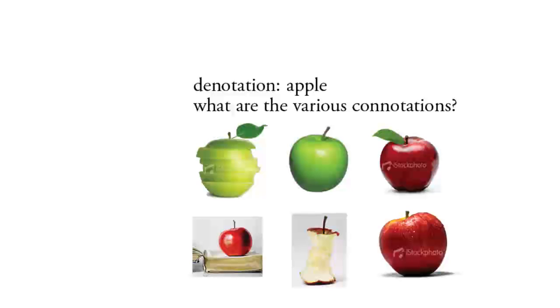One might be more the idea of tartness. One might be the idea of sweetness or freshness because it has a leaf. The bottom right image might be of freshness, like maybe we think more of a farm fresh apple because you see the water droplets. Of course, on the lower left, you see it pictured with a book, so we think about education and teachers and all those cultural conventions that we associate with that type of image.